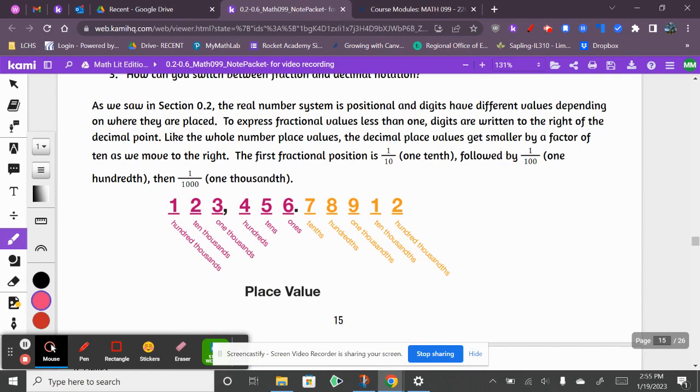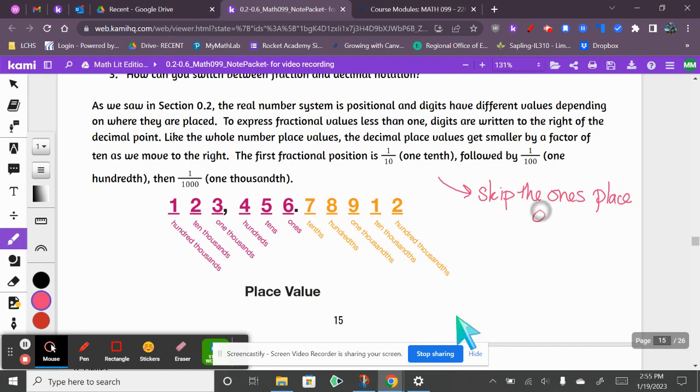So as we saw in section 0.2, the real number system is positional, and digits have different values depending on where they are placed. To express fractional values less than 1, digits are written to the right of the decimal point. Like the whole number place values, the decimal place values get smaller by a factor of 10 as we move to the right. The first fractional position is 1/10. So we skip the ones place. Something to keep in mind is we skip the ones place for decimals.